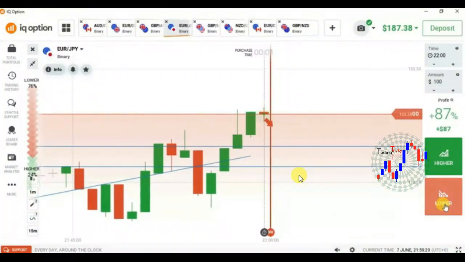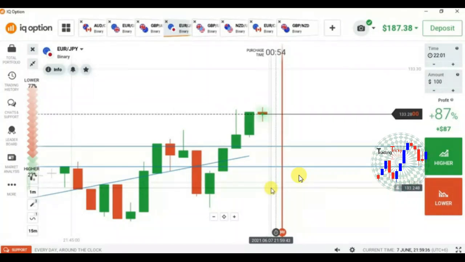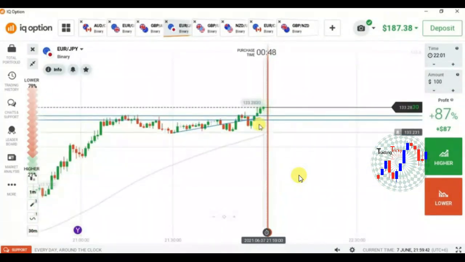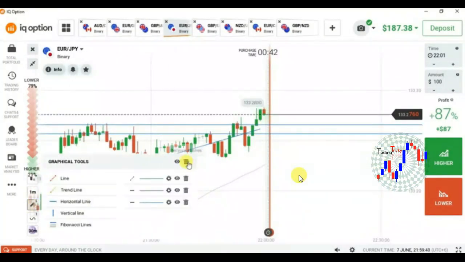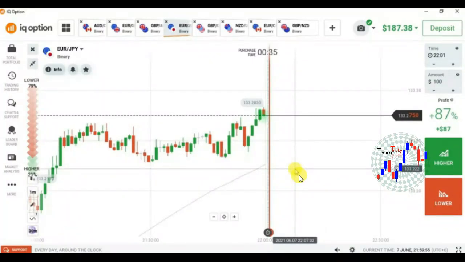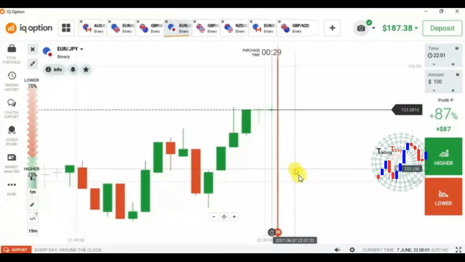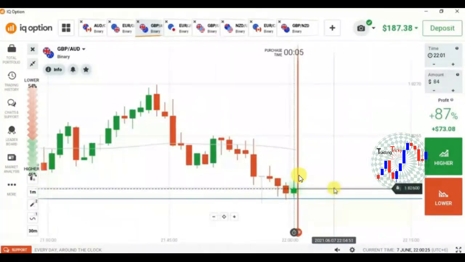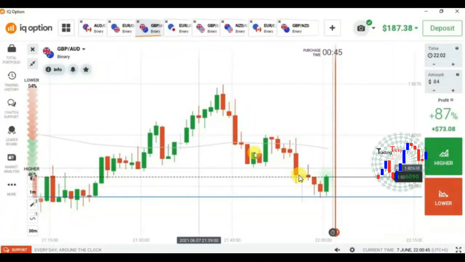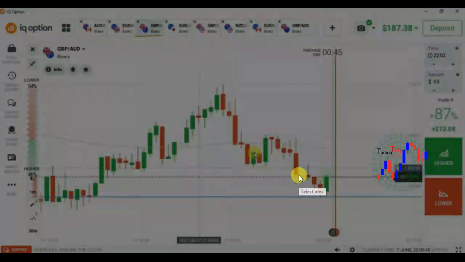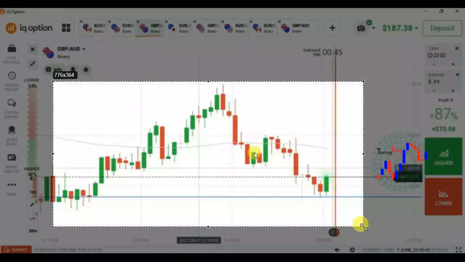Okay, waiting. No, I didn't have a chance. Okay, doji. Okay, here I was trying to go with sellers, because this is the level.